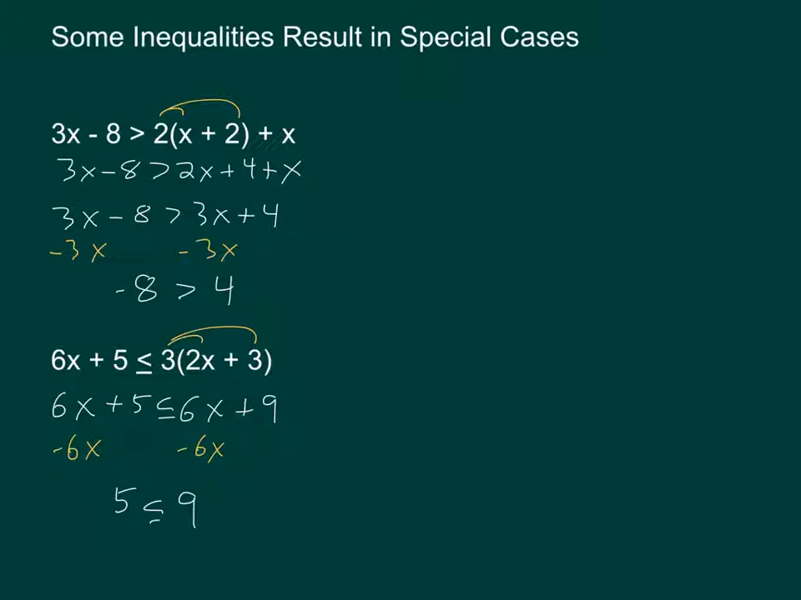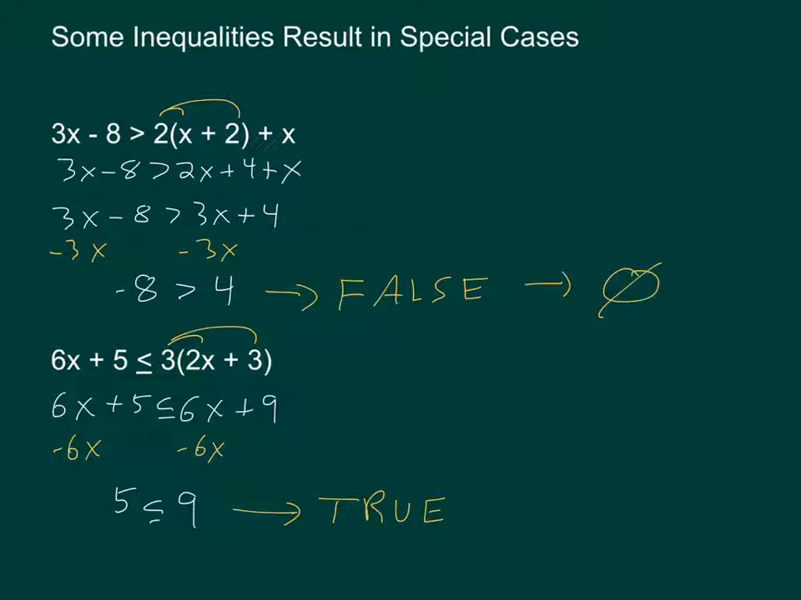Clearly, in our first example, -8 greater than 4, that's not true. That is a false statement. Meanwhile, 5 is less than or equal to 9. Yeah, it's not equal to, but it is less than. So that is a true statement. So now what conclusion do we draw? Well, not surprisingly, like with an equation, if we end up getting a false statement, we conclude no solution.